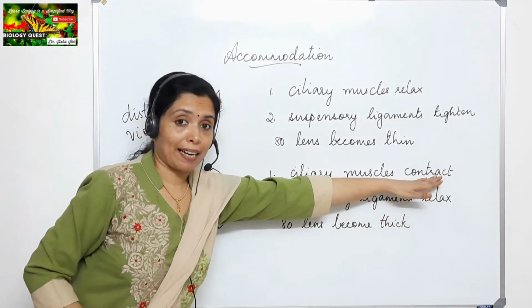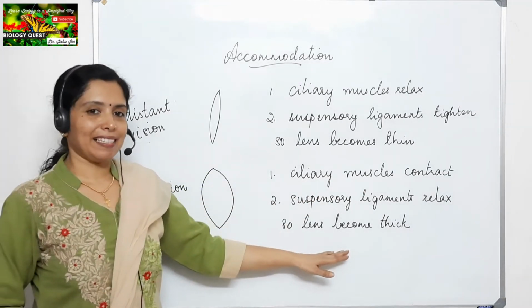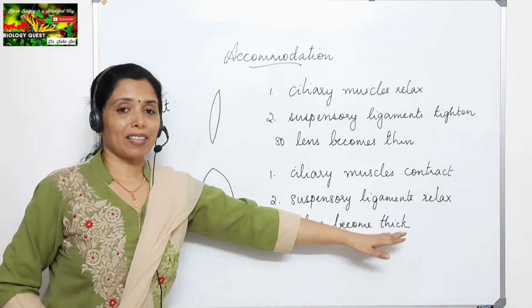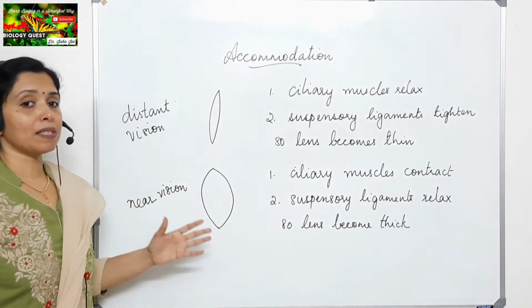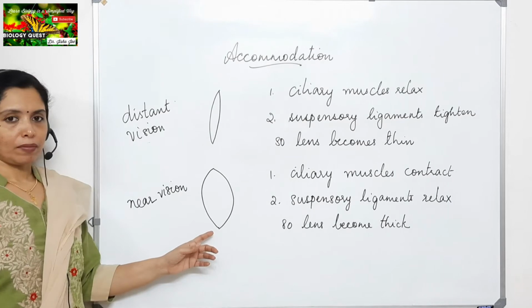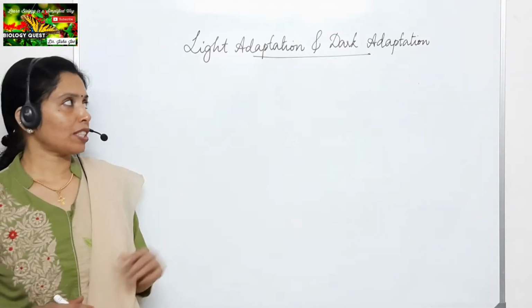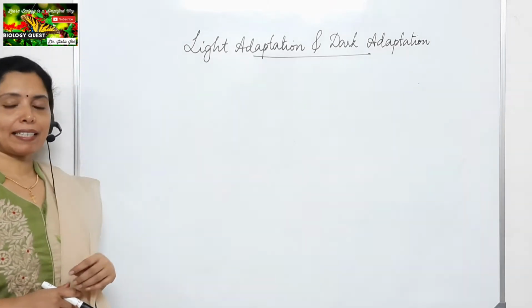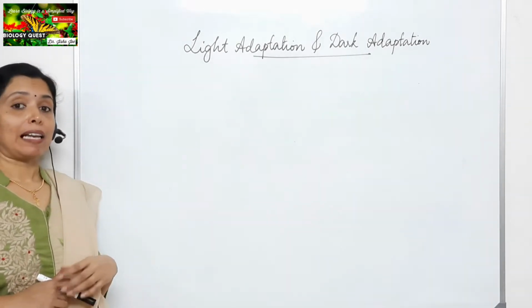Due to the contraction of the ciliary muscles, the lens becomes thicker and more convex, or we can say the lens becomes rounded. So I hope that is clear to you. Okay, now we shall move on to see what light adaptation and dark adaptation are. First let us have a look at light adaptation.